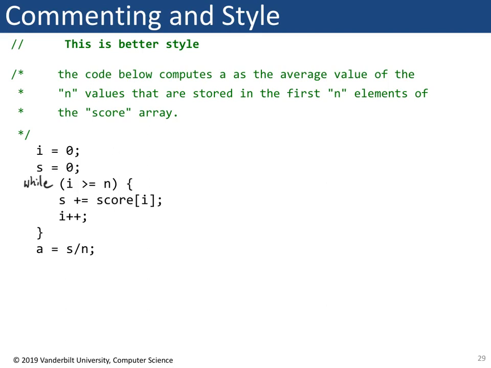So this is what we would expect, something that just says this code below computes the average of the first n elements of the score array. That's a functional description of what the code does. Whether or not it actually works, that's a different story, but this communicates what the code is intended to do.